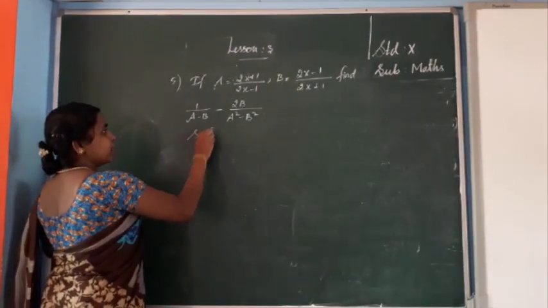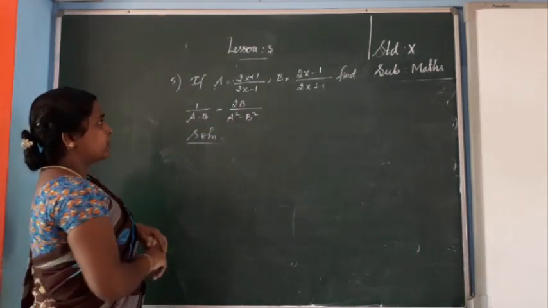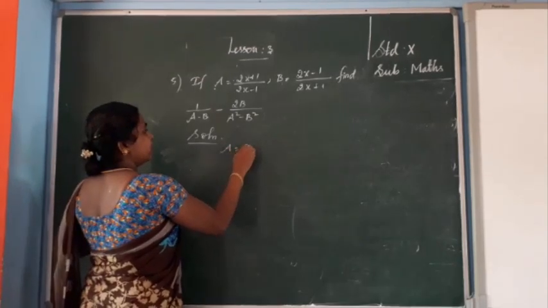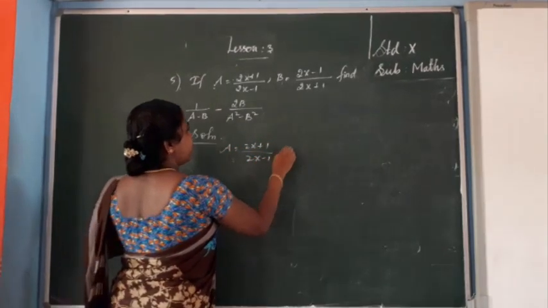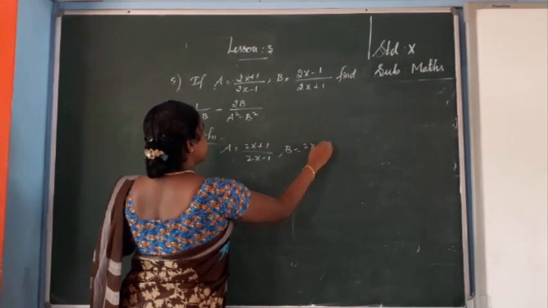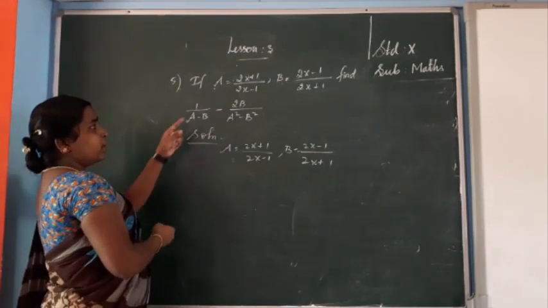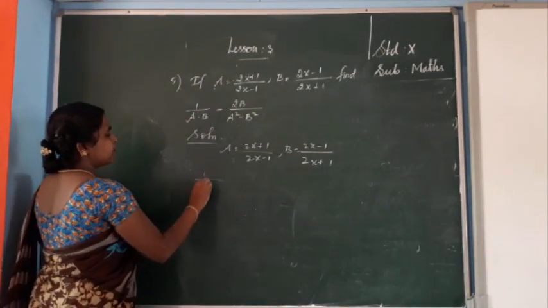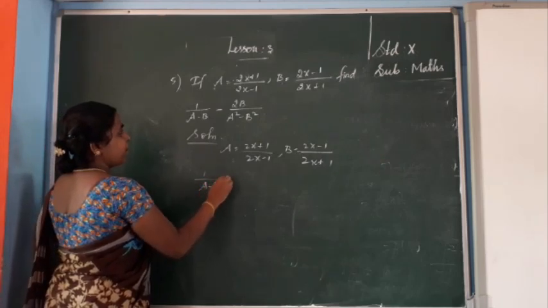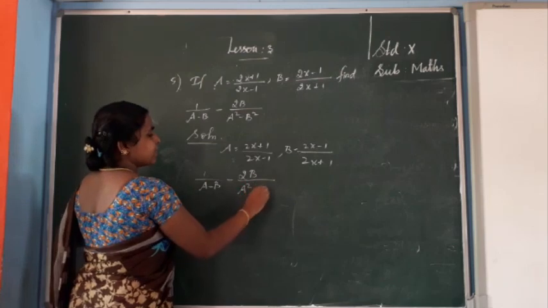So we can do easily. Okay. A is given, b also given. So you can write here a equal to 2x plus 1 by 2x minus 1. B equal to 2x minus 1 by 2x plus 1. Okay. Next, you write the question. What do you want to find? 1 by a minus b minus 2b by a square minus b square, isn't it?